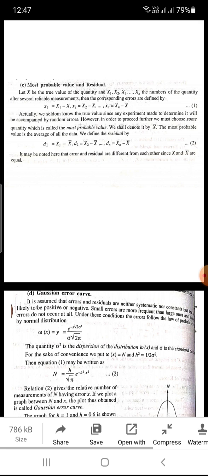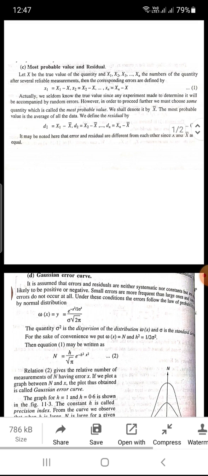Actually we never know the true value, since any experiment made to determine it will be accompanied by random errors. However, in order to proceed further, we must choose some quantity which is called the most probable value. We will denote it by x bar. The most probable value is the average of all the data.